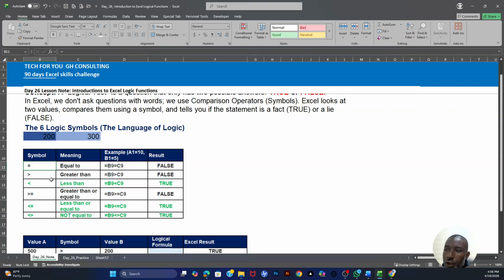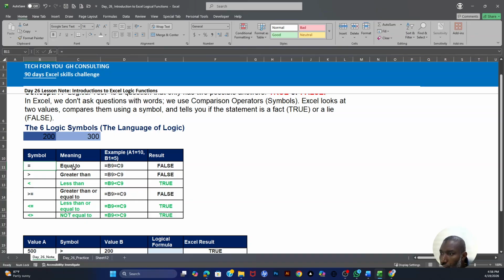The first one we talk about is equal to. You have been told from the beginning of this challenge that anytime you want to start a formula in Excel, you need to use the equal to. The equal to that I'm talking about now is not that one. I am talking about the equal to that helps us compare 2 values in different cells together.